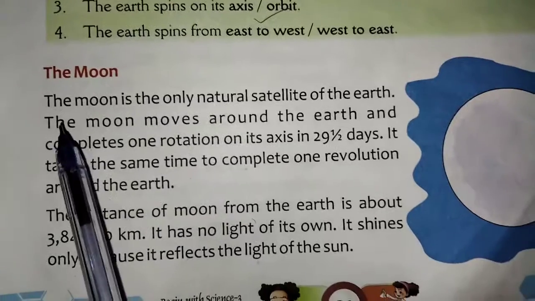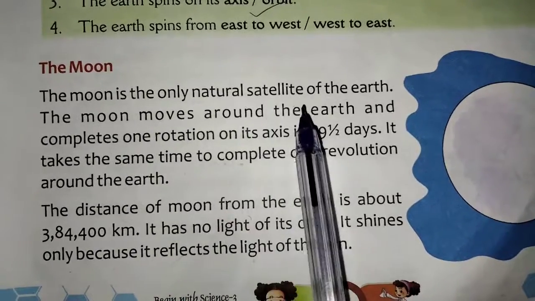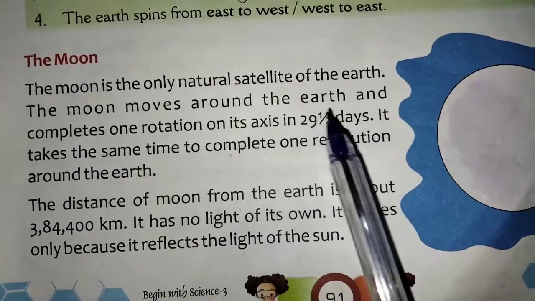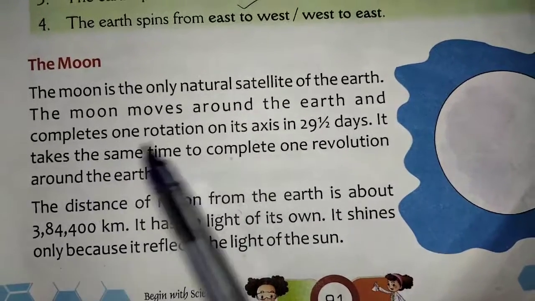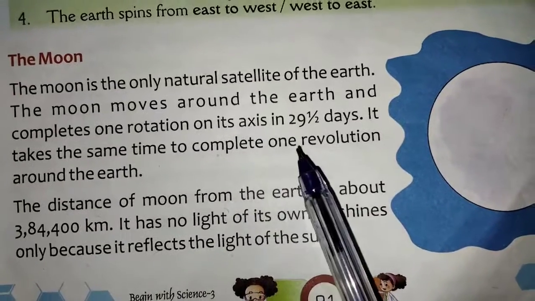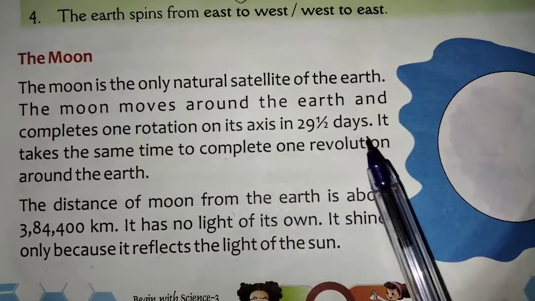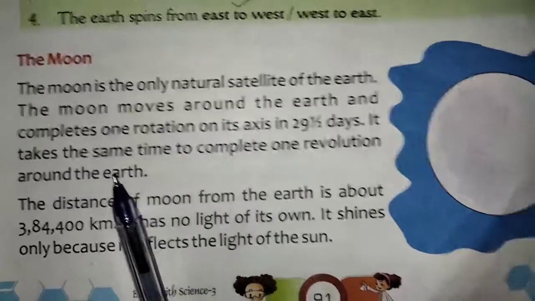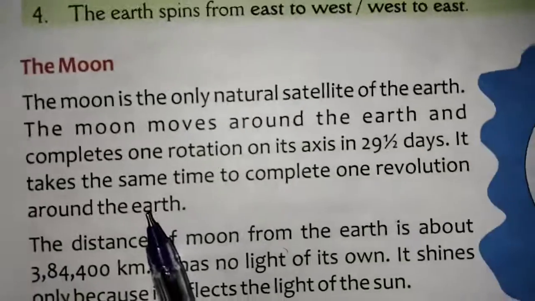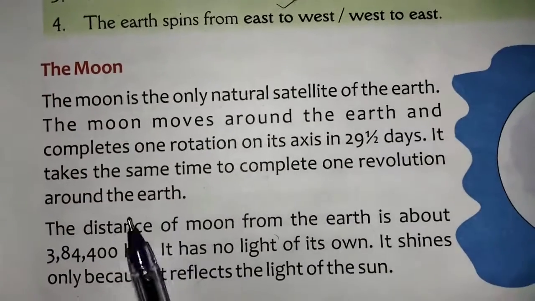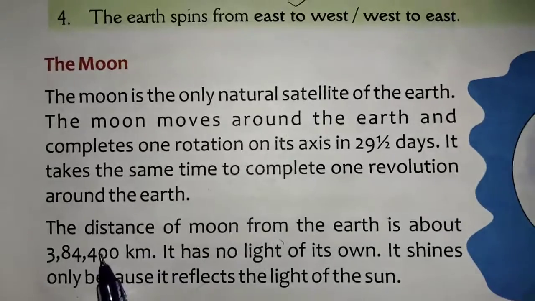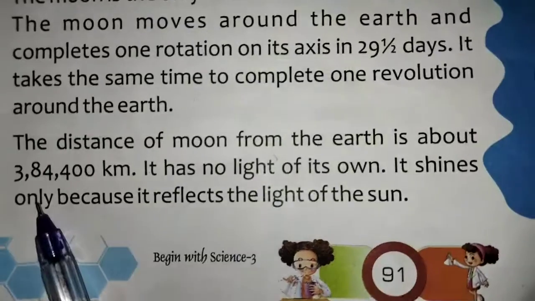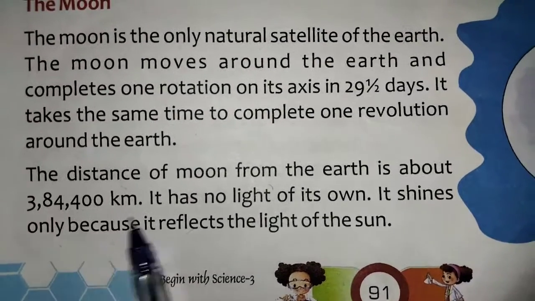The moon. The moon is the only natural satellite of the earth. The moon moves around the earth and completes one rotation on its axis in 29.5 days, the same time it takes to complete one revolution around the earth. The distance of moon from the earth is about 3,84,400 kilometers.